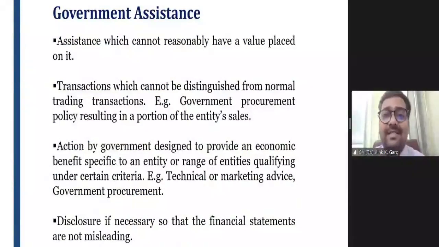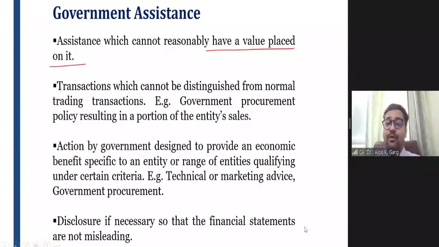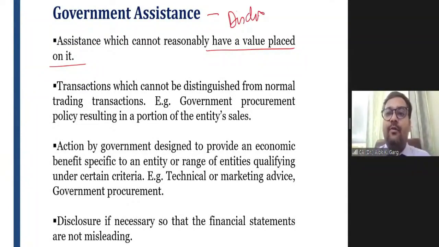Yeah, government assistance we have discussed. Assistance means the government is providing some support, and the assistance which cannot reasonably have a value placed on it. I have told you, if there is a value, if it is measured in monetary terms, it is a government grant. If it is not measured in monetary terms, it is a government assistance whose disclosure is required. So its accounting is not required, its disclosure is required only.